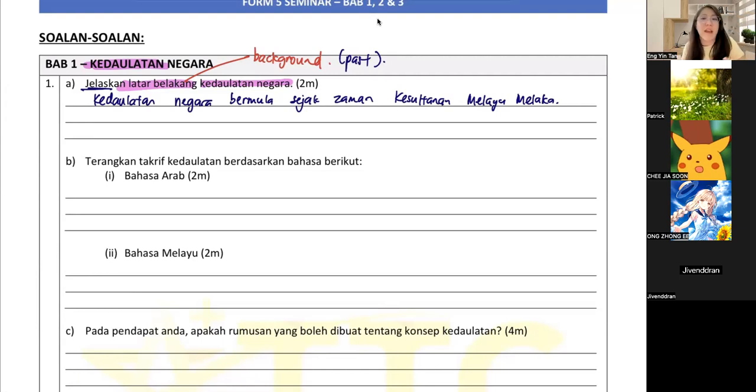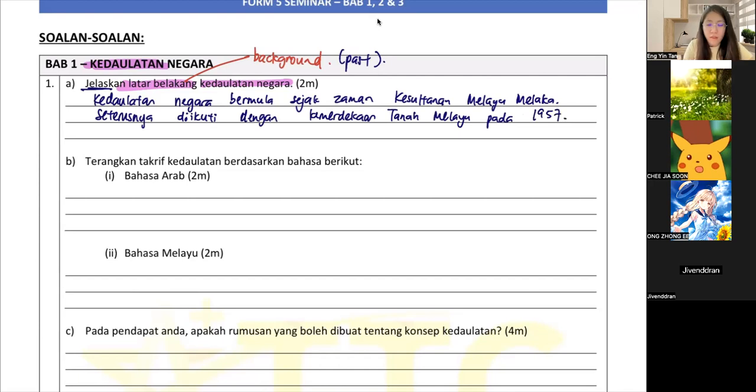Other than the king era, the Malacca era, the moment we started celebrating what, everybody? The moment we celebrate Merdeka. On which date? 31st August, in Tanah Melayu. So we started to celebrate it in 1957.